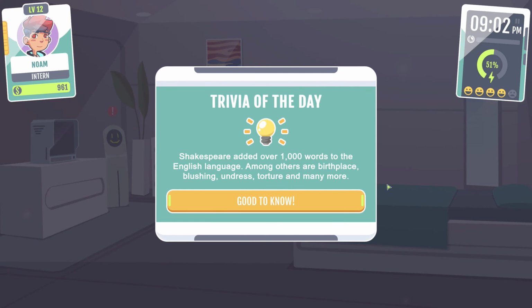Shakespeare added over 1,000 words to the English language. Among others are birthplace, blushing, undress, torture, and many more. Yeah, that sounds like Shakespeare.